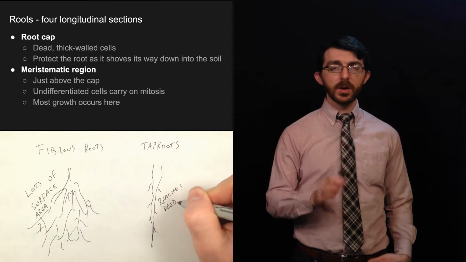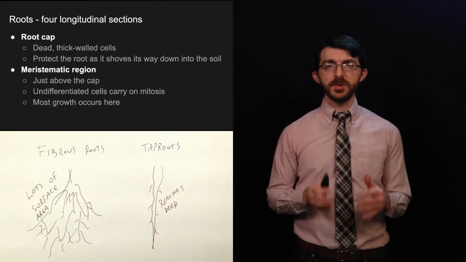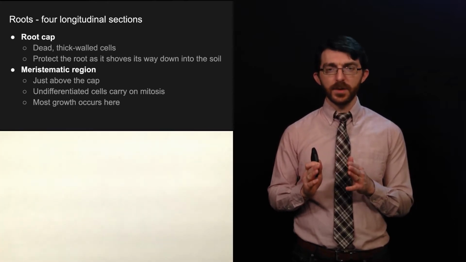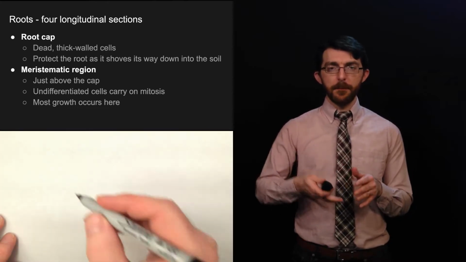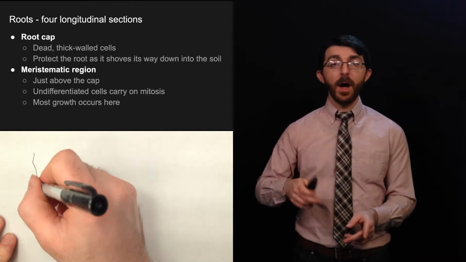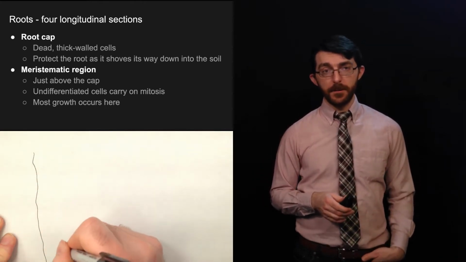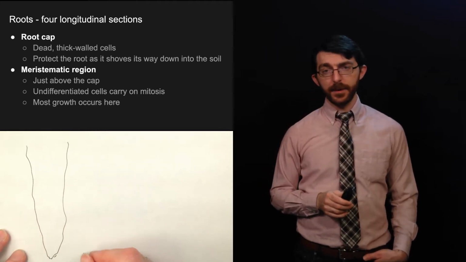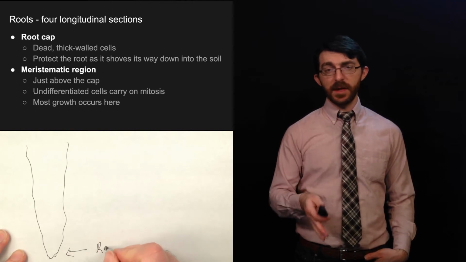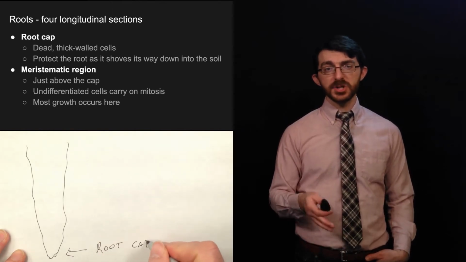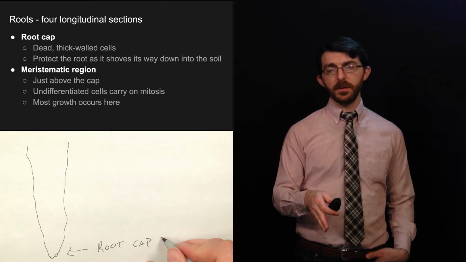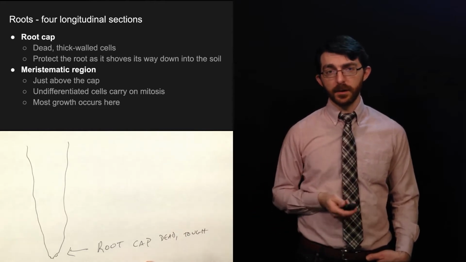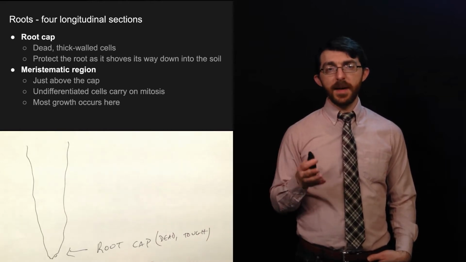So roots have four longitudinal sections. A longitudinal section means you're looking at sections along the length of it. So we're looking at the root from bottom to top, from the end up to where it's above ground. At the end of the root is the root cap. It's made of dead cells that have thick walls, and it protects the root as it shoves its way down into the soil. You could think of it like the armor at the front of it as it's plowing deeper into the dirt.